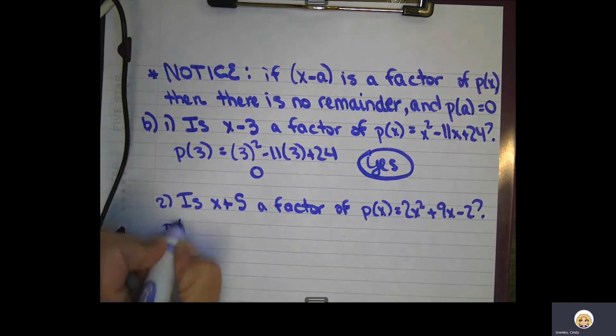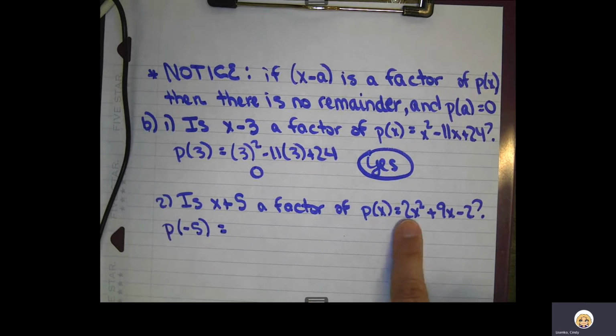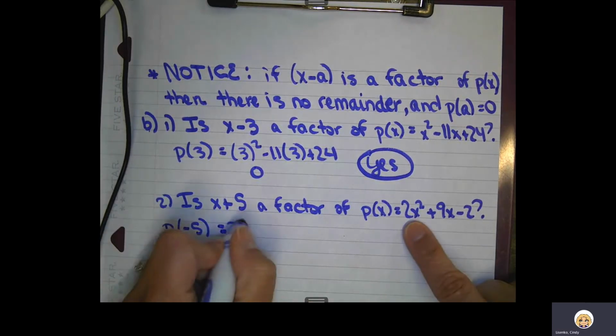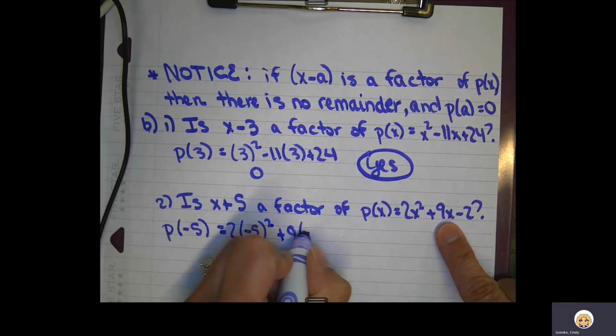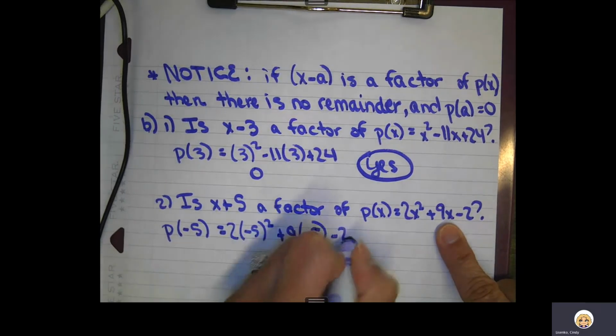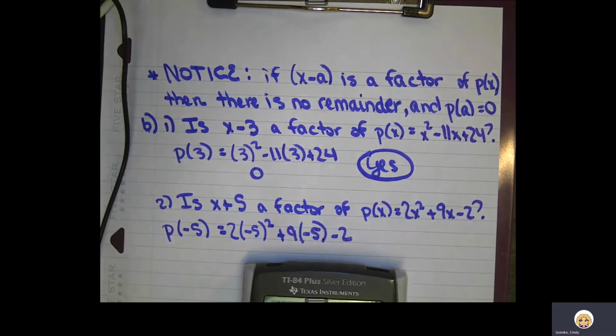So we're going to do p of negative 5. I'm going to change all my x's to negative 5. So 2 times negative 5 squared plus 9 times negative 5 minus 2. There's the work we would show. I can go to my calculator and go to y equals and type this in, plus 9x minus 2, or you can type in all of that.